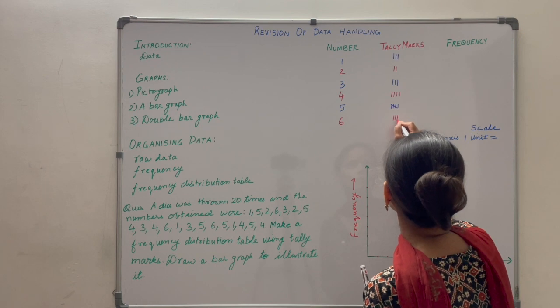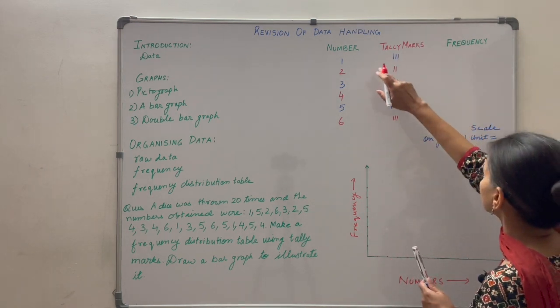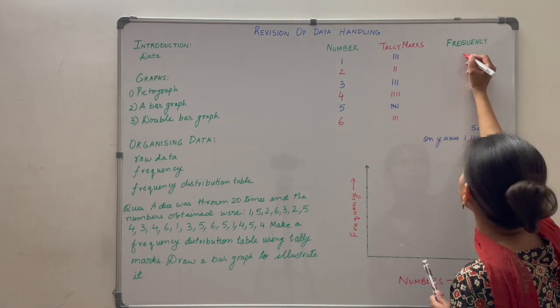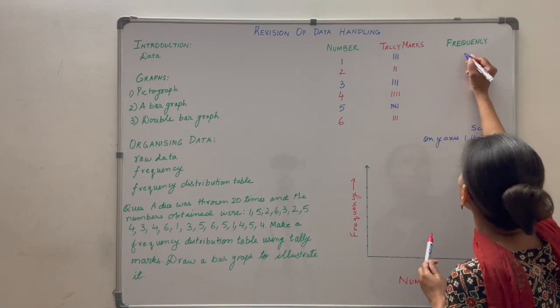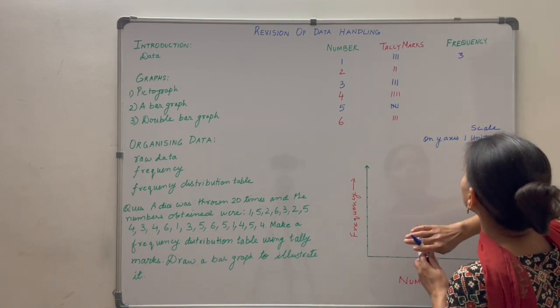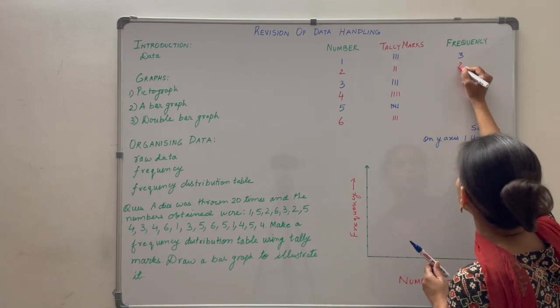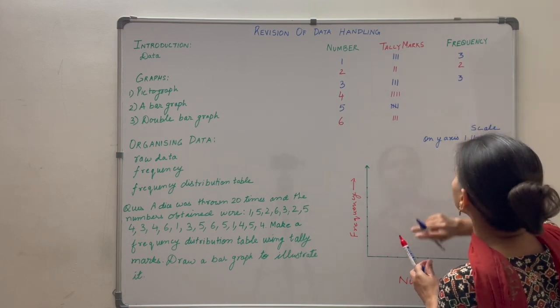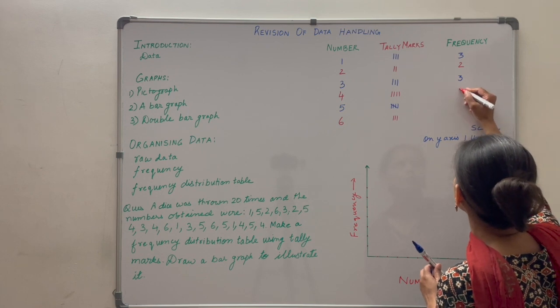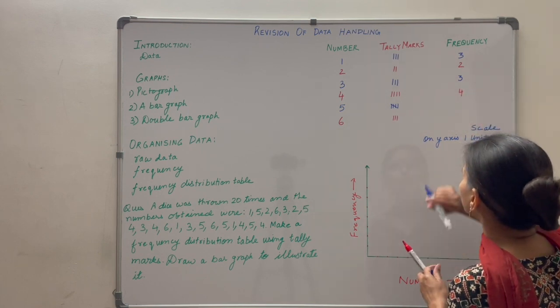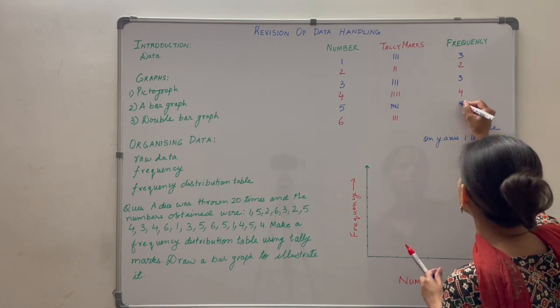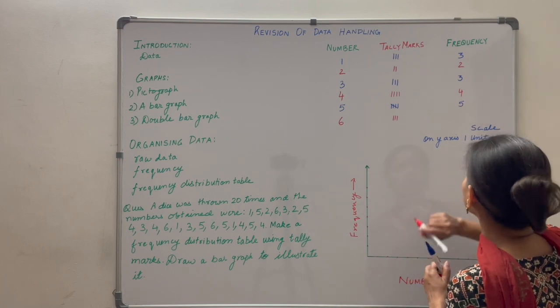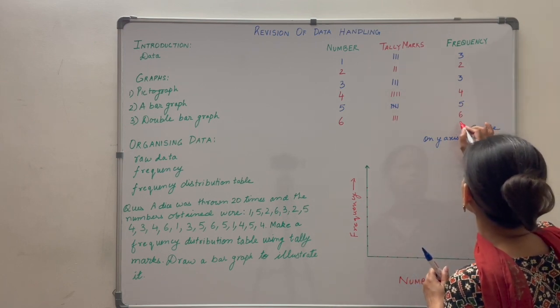So what is the frequency? For number 1 it is 3. For 2 it is 2. For 3 it is 3. For 4 it is 4. For 5 it is 5. For 6 it is 3.